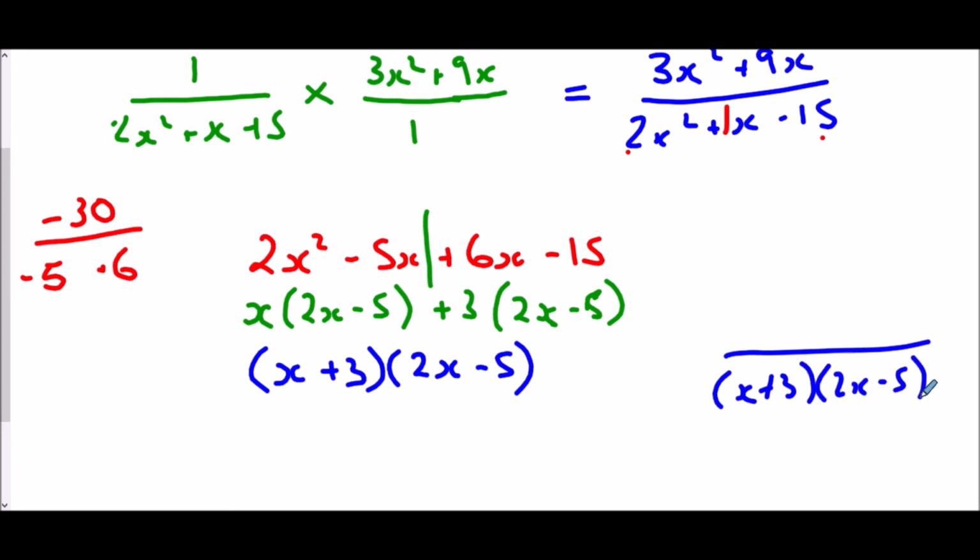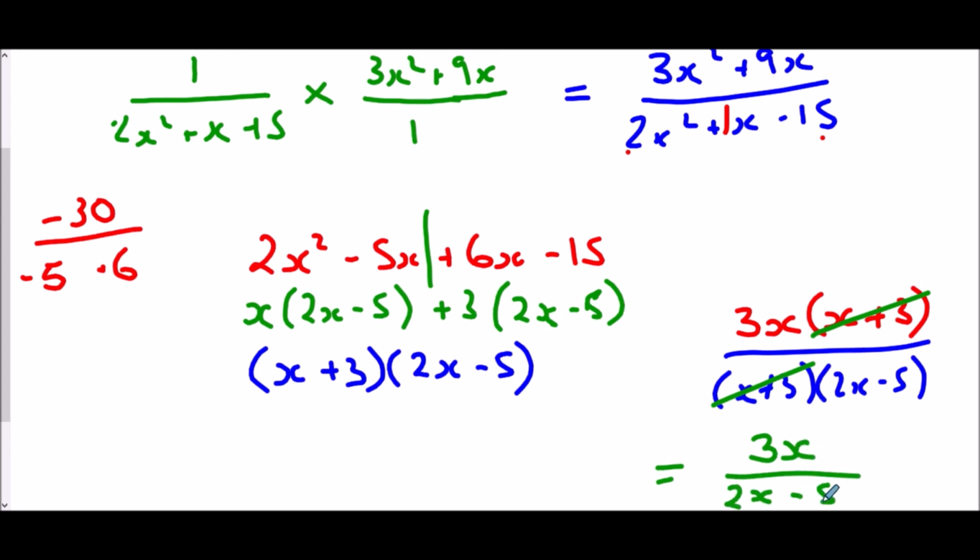The top of my fraction was currently 3x squared plus 9x. Let's factorise that as well. What are the common factors? Well, there is a common factor of 3, but there's also a common factor of x. And so that's going to be 3x times x plus 3. And finally, are we able to cancel out any common factors? Well, we have x plus 3 and we have x plus 3. And so this fraction simplifies to 3x over 2x take away 5.